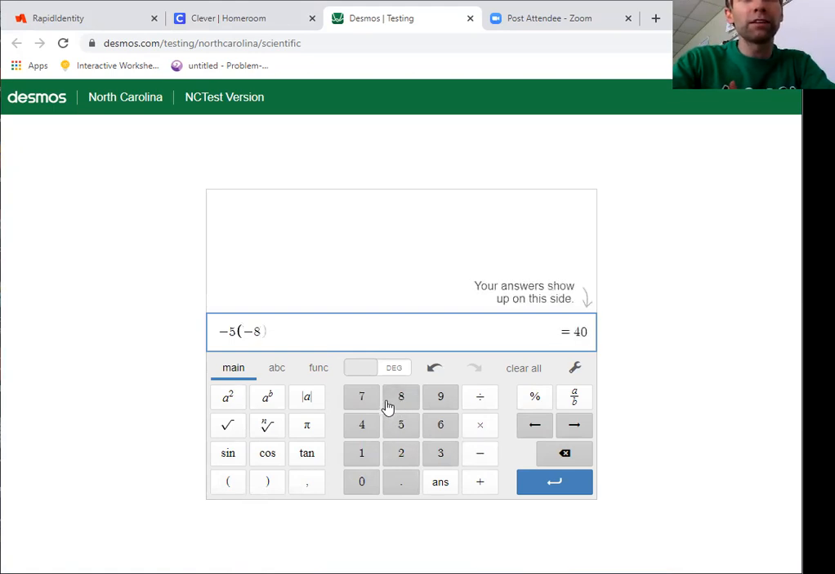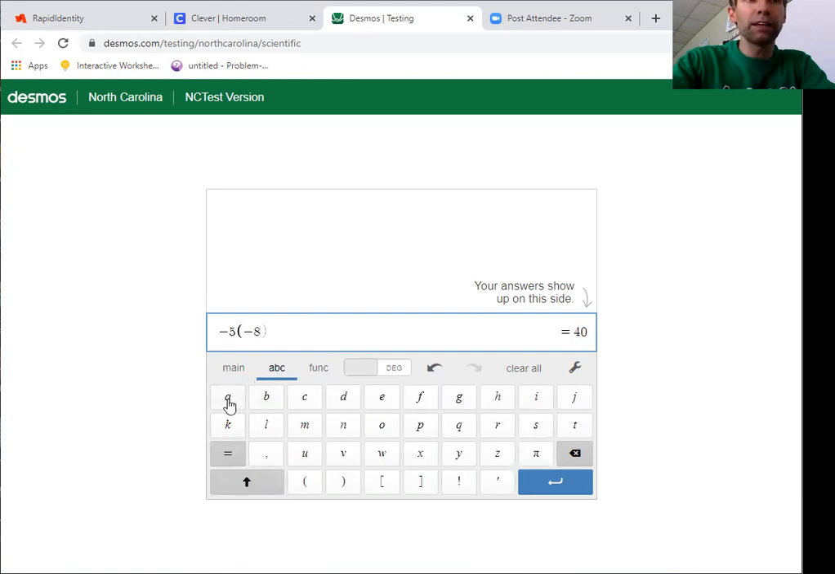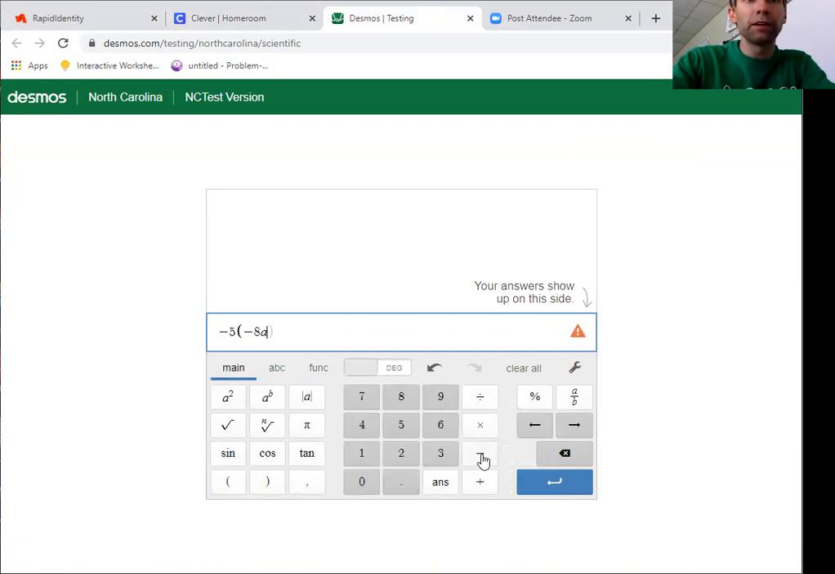If you want to put in the variable a, you can click on this ABC button right here and then put in a. And then -4. To get back to -4, you got to click back on the main button here, and then -4 there. So I'm going to close that parentheses. So this is what my problem would look like. In other words, the original question would say -5 times the quantity of -8a minus 4.